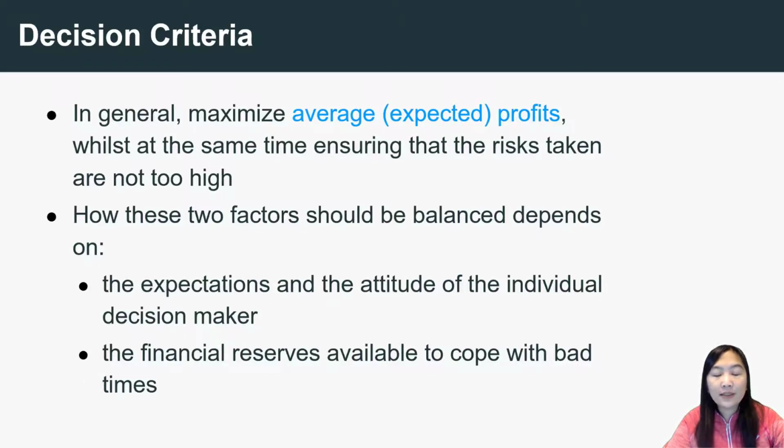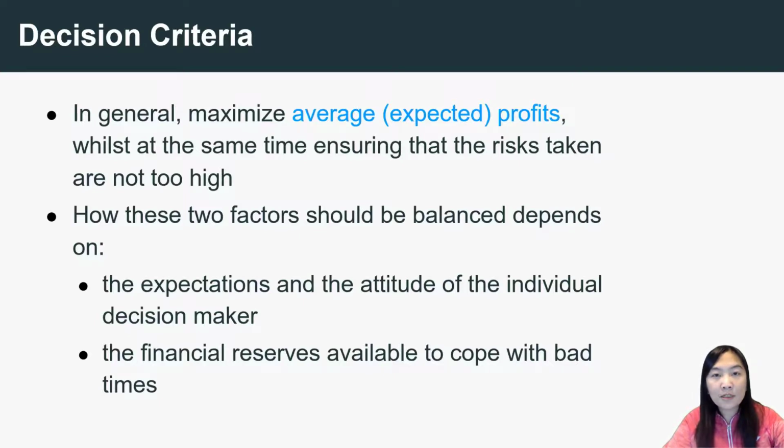Generally, the farmer or the grower is trying to maximize the average or the expected profit, while at the same time ensuring that the risk taken is not too high. So those two factors the farmer needs to balance. However, which one has more weight? It depends. It depends on the attitude of the individual decision maker.